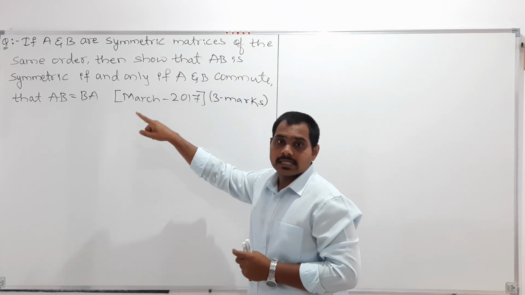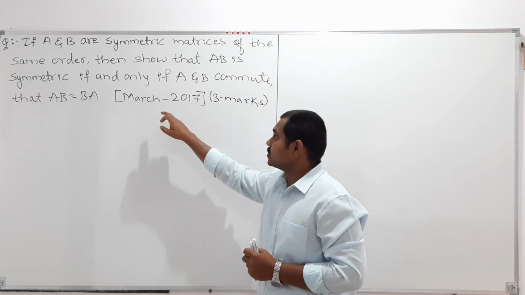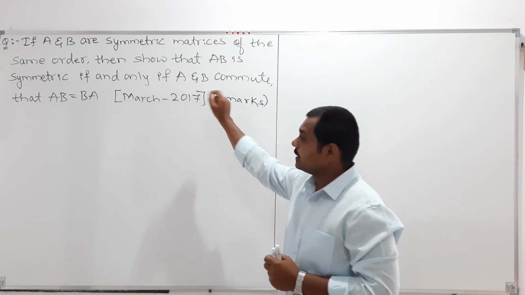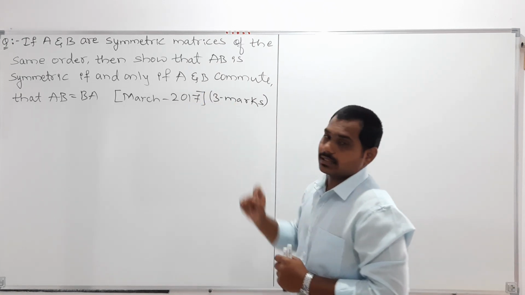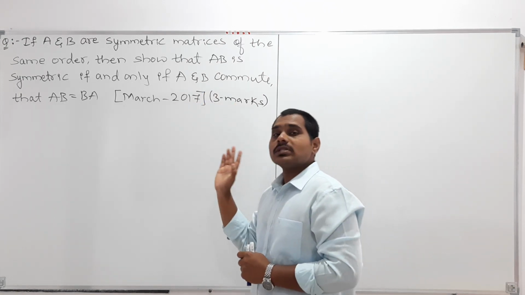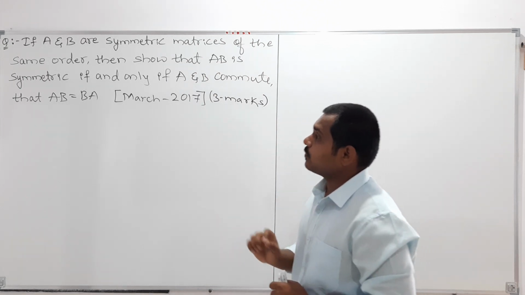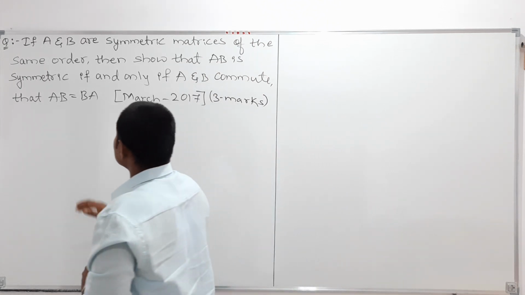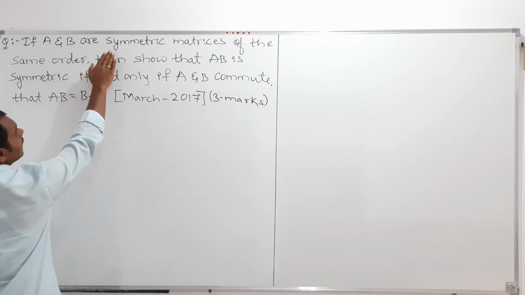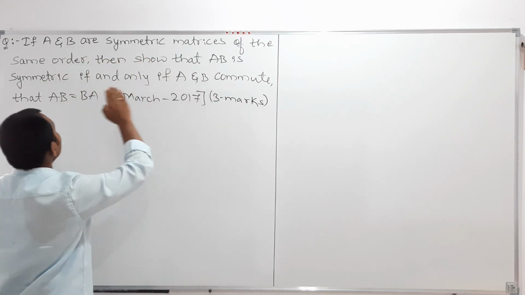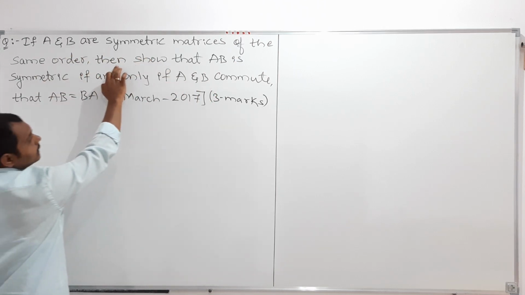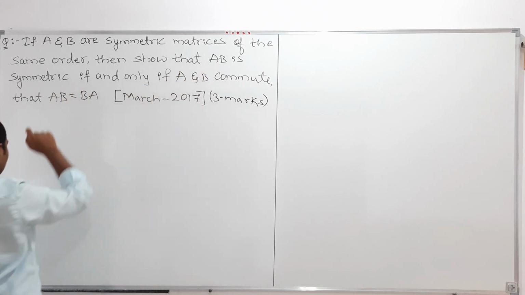This question was asked in the Karnataka board examinations, March 2017, for 3 marks. So my dear students, to prove this type of question, please observe. First we'll read the question. What is the question? If A and B are symmetric matrices of the same order, then show that AB is symmetric.